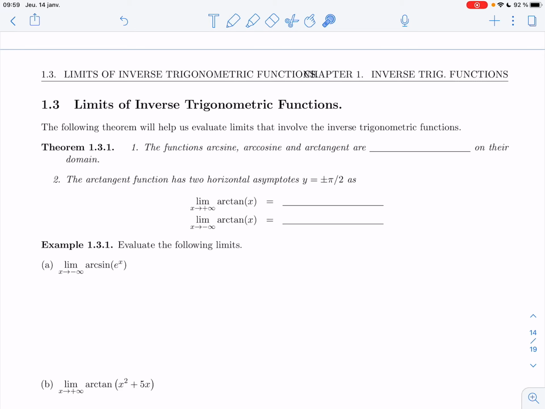Hello everybody. In this video we'll look at section 1.3. We'll start with the limits of inverse trigonometric functions. The following theorem will help us evaluate limits that involve the inverse trigonometric functions.